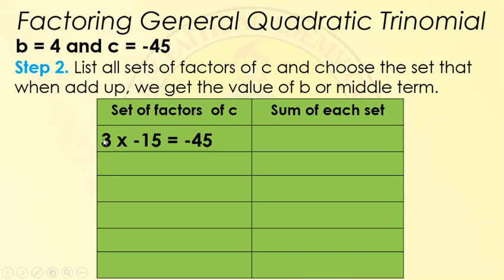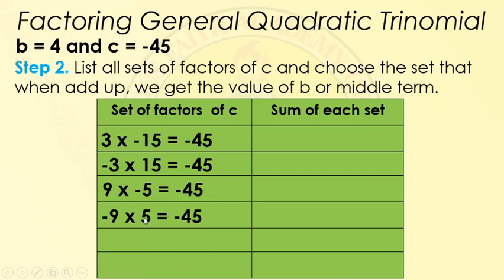Okay? So, we have 3 times negative 15. The answer is negative 45. Negative 3 times 15, the answer is negative 45. 9 times negative 5 equals negative 45. Negative 9 times 5, the answer is negative 45. 1 times negative 45, the answer is negative 45. And negative 1 times 45, the answer is negative 45. Okay, so that is all the set of factors of negative 45, the value of c.